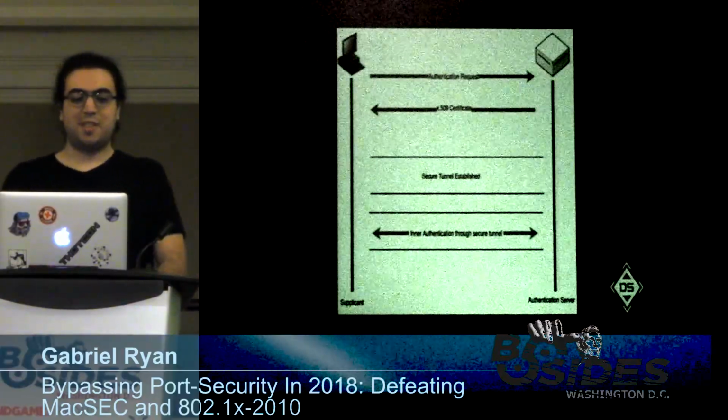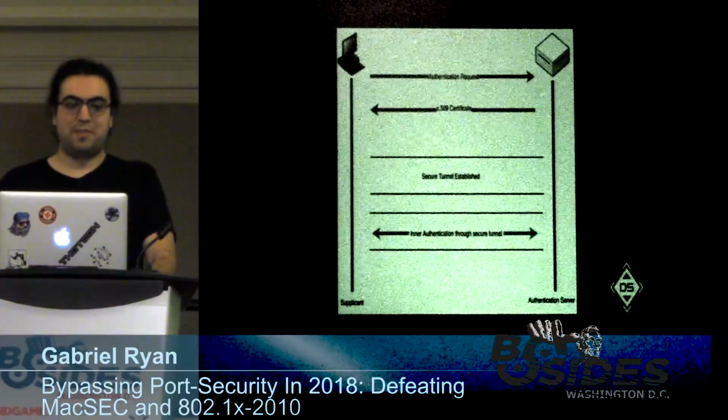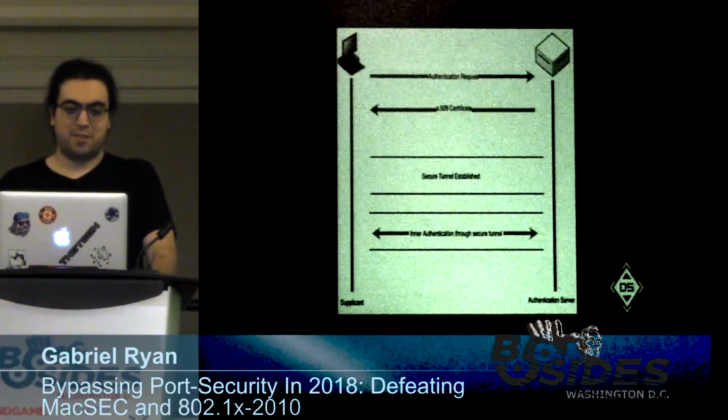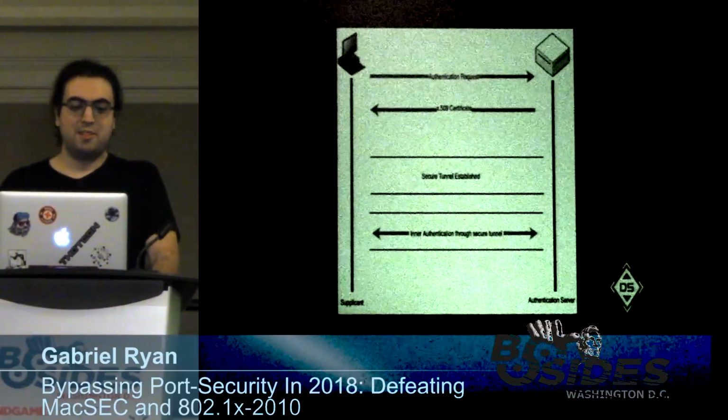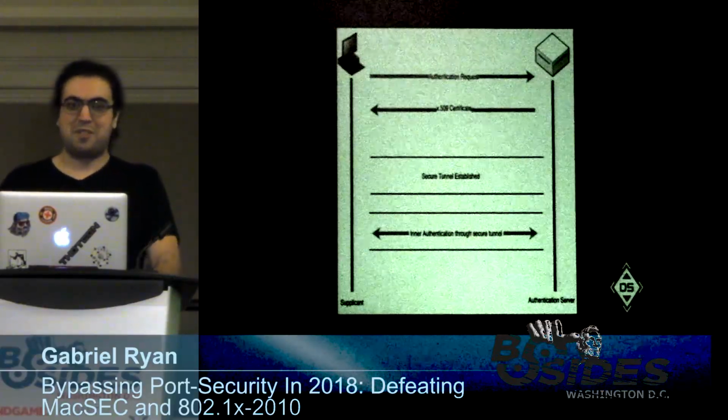So the supplicant's going to look at the certificate and decide whether or not it can trust the server. If the certificate's valid and it trusts the certificate, then it trusts the server. If not, this entire process is aborted because it doesn't want to authenticate with something that isn't what it's actually trying to authenticate with.